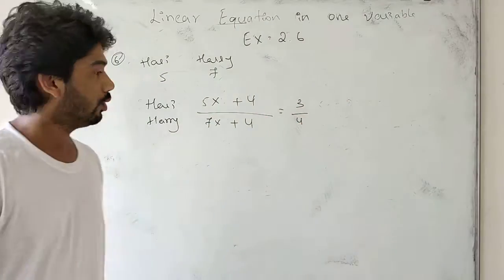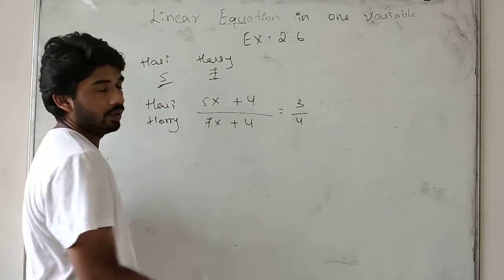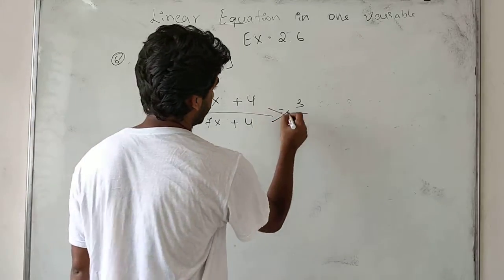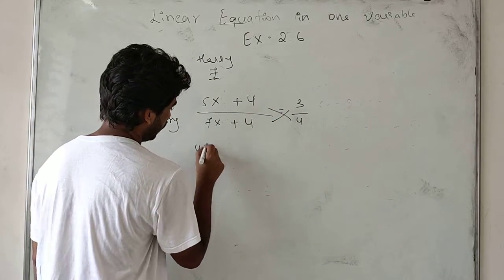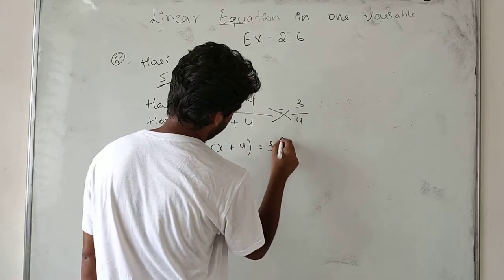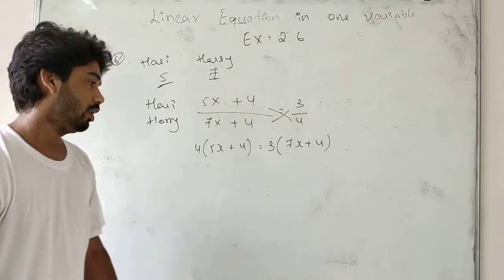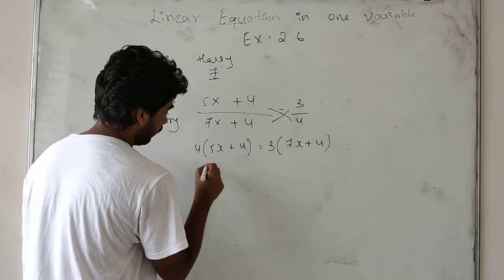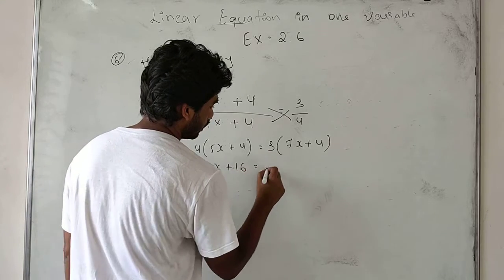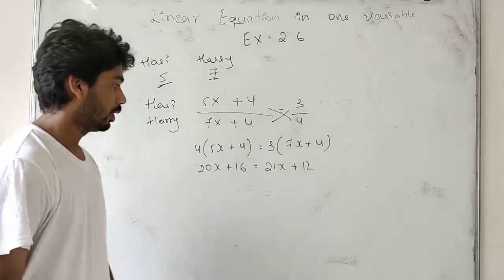This is the question, so we have to find the value of x. After that, we substitute to get the remaining solution. Now we take cross multiplication: 4 times (5x plus 4) is equal to 3 times (7x plus 4). Okay, students, now take the 4 inside. 4 fives are 20x plus 4 fours are 16. 7 threes are 21x plus 4 threes are 12.